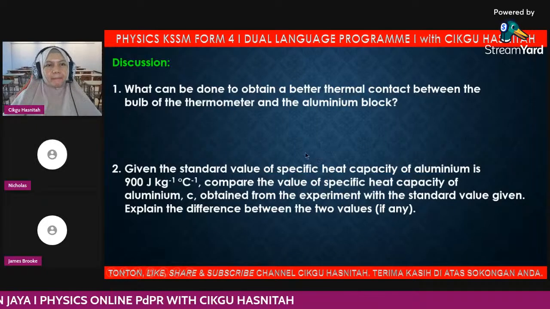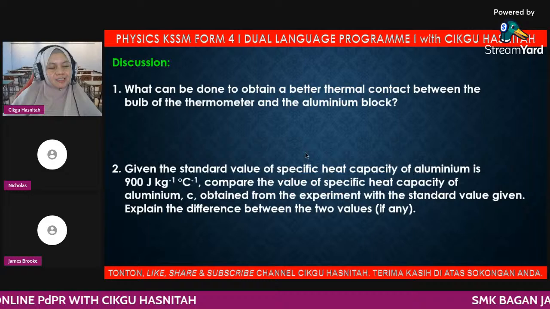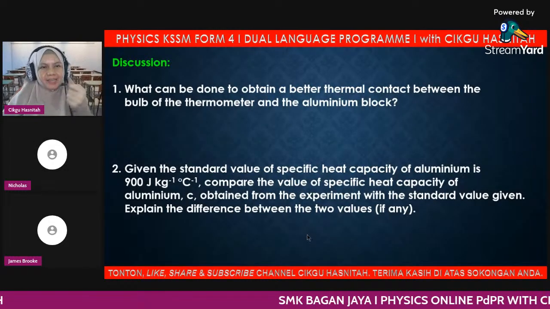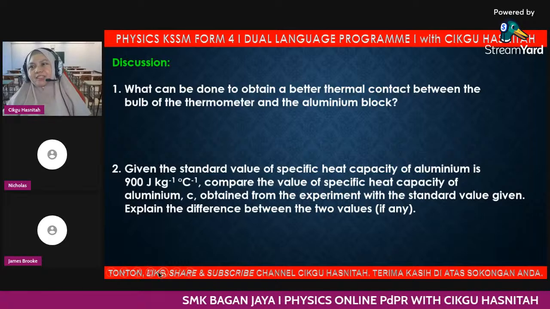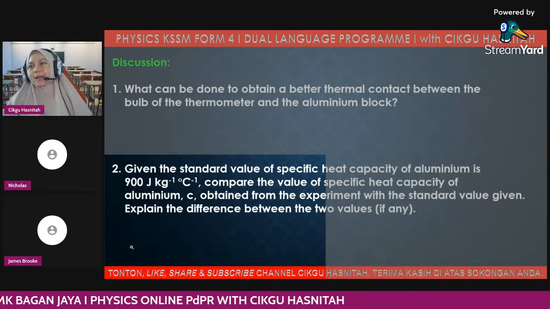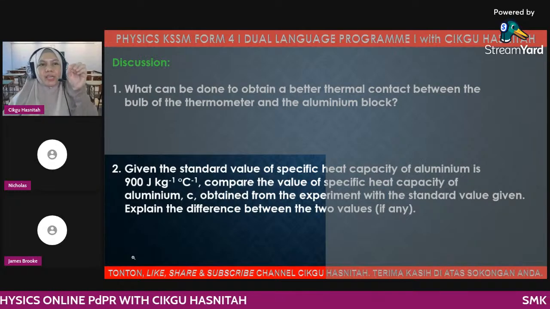Where is the bulb, teacher? Sorry, come again. Where is the bulb? The bulb of the thermometer is at the end of the thermometer. Oh, there's something like gray color. Yep. Okay, where the mercury is inside.